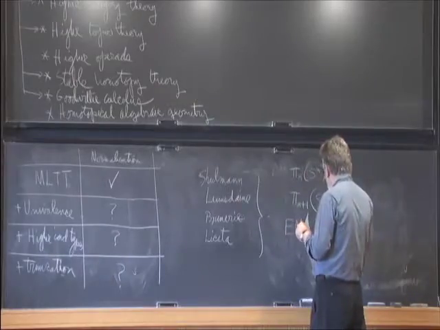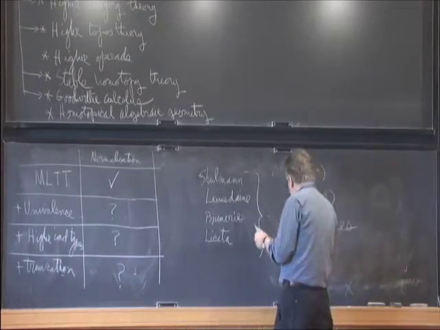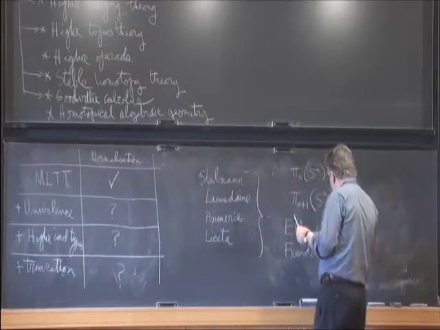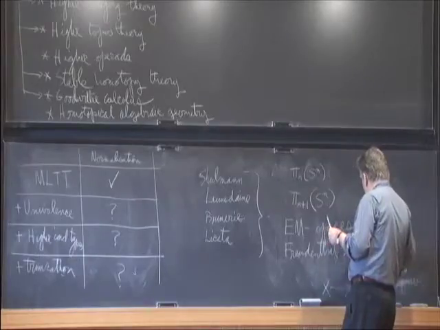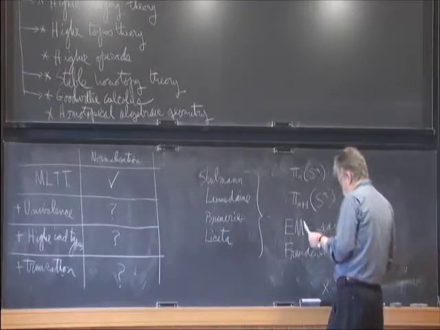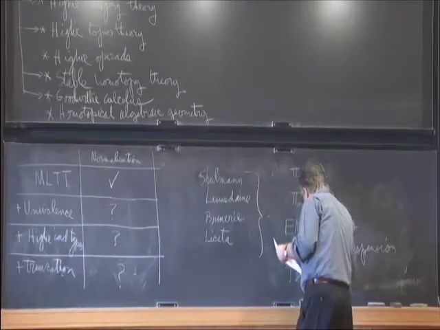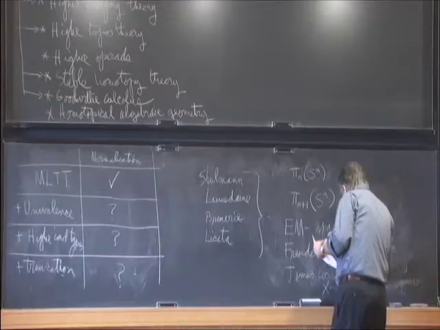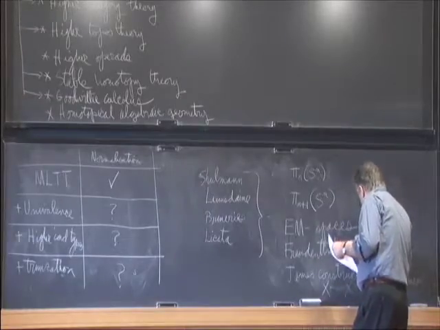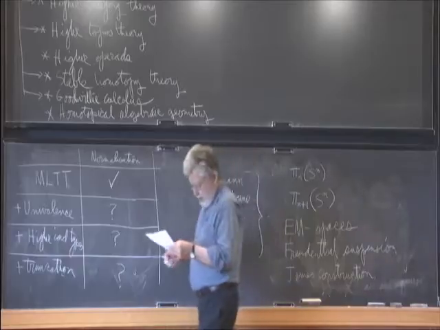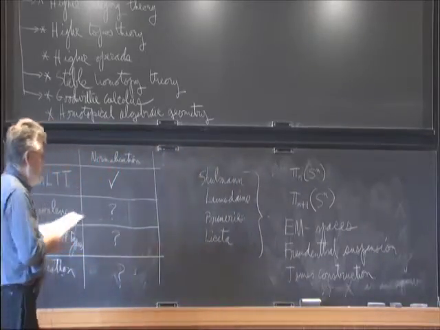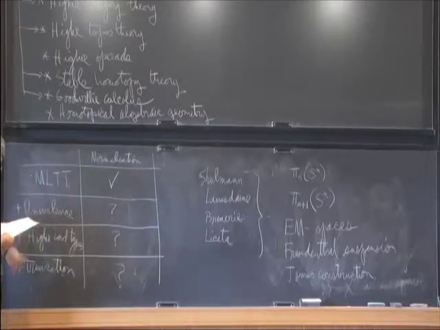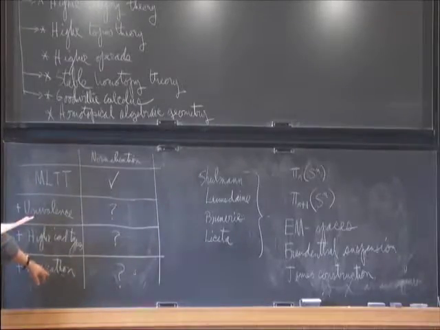There are Eilenberg-MacLane spaces, the Freudenthal suspension theorem, the James construction. And this thing seems to be just growing. And it is quite amazing because it shows that homotopy type theory with these axioms is a very powerful system for proving things.